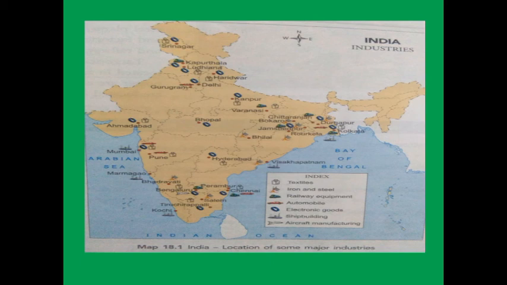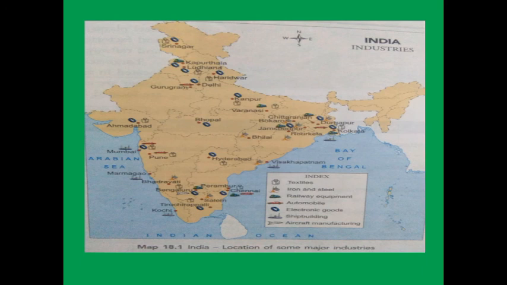Now this Bhadravati, here Bhadravati, and here Salem also you can see. Look near Chennai, here Salem is there. So in all these places important iron and steel industries are there. Next, you have to study about railway equipments.